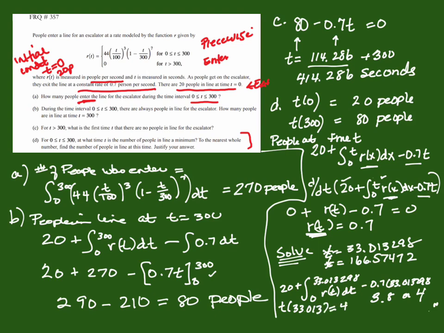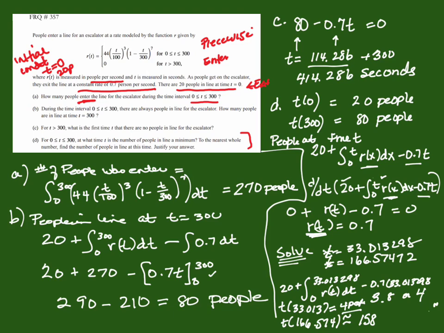And if you do the same thing, t of 166.574 is approximately equal to, how many people did I get? 158 people. So the time is 33.013, and it's 4 people, the time when it's at a minimum. So you would write that up nicely. You can see on my handout, I just wrote that at time t equals 33.013 seconds, there are the least number of people in line, 4 people.